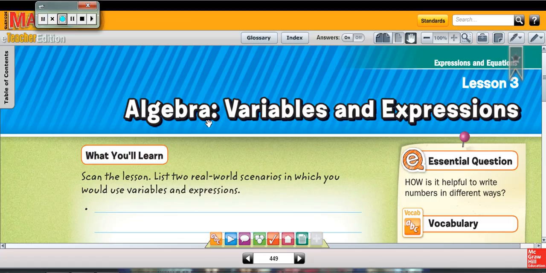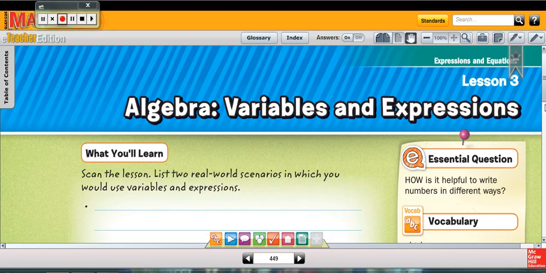Good afternoon. Today we're going to move from numerical expressions into algebraic expressions. So if you'll turn in your textbook to page 449, and when you get there, go ahead and scan the lesson and find two real-world scenarios where we're going to use variables and expressions. Pause the video and go ahead and do that, please.